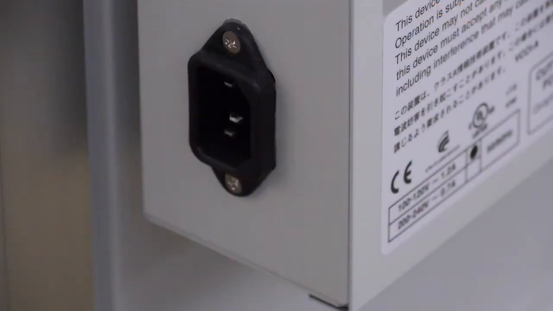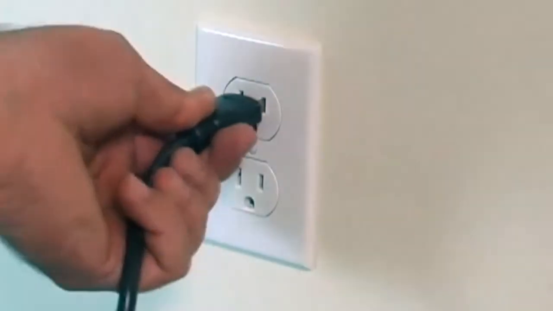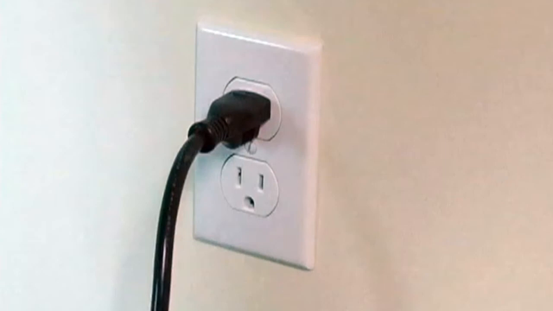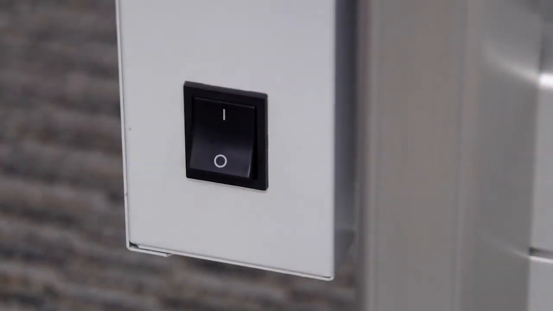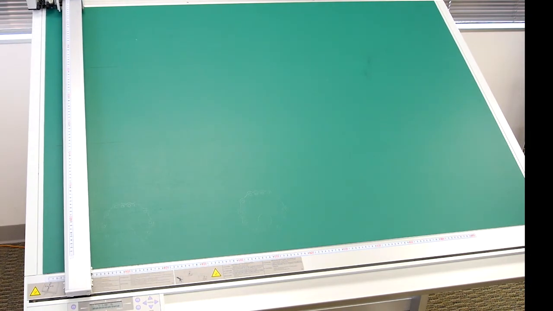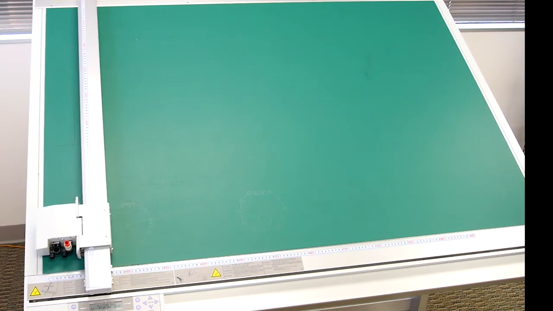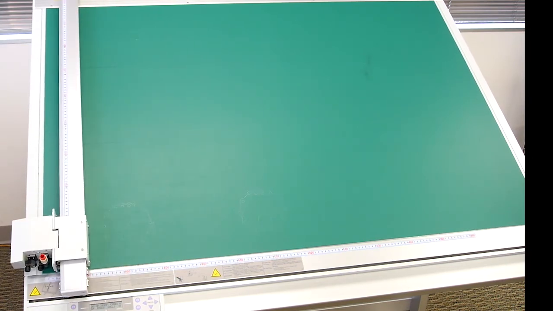If you haven't done so already, take the power cord and plug the one end into the control box and the other end into a wall socket, and then turn the cutter on by pressing the switch on the control box. The plotter will then initialize by making a couple of movements. Wait until it has completely stopped the initialization before proceeding to the next step.